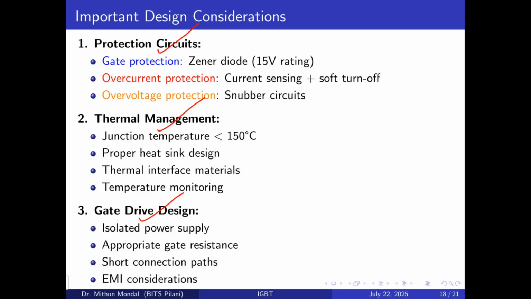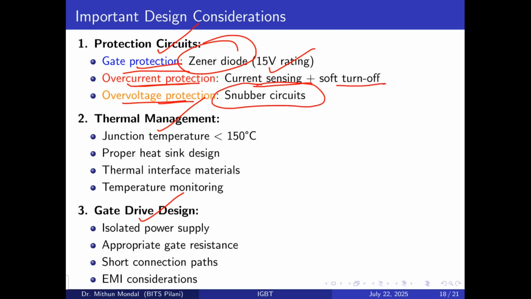So for protection circuit, you need to use gate protection, over current protection, over voltage protection. Gate protection is done by zener diode, with a 15 volt rating. Over current protection can be done by current sensing and soft turn off. Over voltage protection can be done with the help of snubber circuit. Thermal management, where the junction temperature should be less than 150 degrees centigrade. So heat sink has to be designed properly. Thermal interface materials have to be there and temperature needs to be monitored. Gate drive design, you need isolated power supply, appropriate gate resistance, short connection path, and EMI consideration has to be there, which is electromagnetic interference.